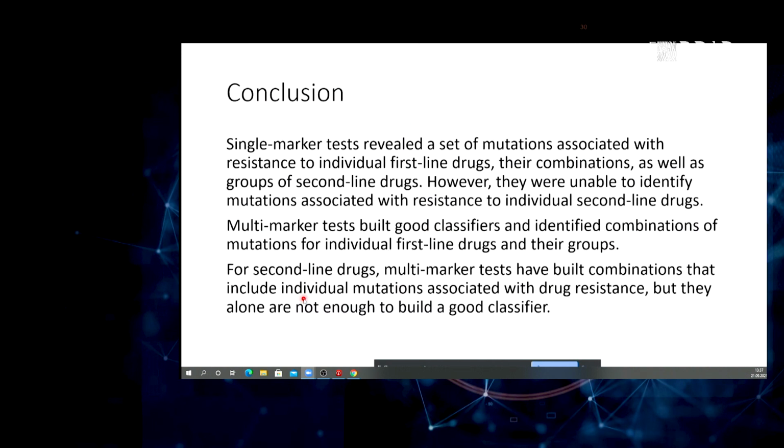So we considered single marker and multi-marker tests that can be used to test mutations associated with resistance. These tests work well with individual first-line drugs and their combinations. However, they found mutations, including individual mutations associated with drug resistance to second-line drugs, but they alone are not enough to build a good classifier. So that's it. Thank you for your attention.